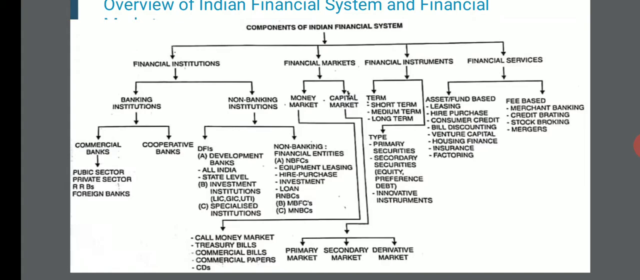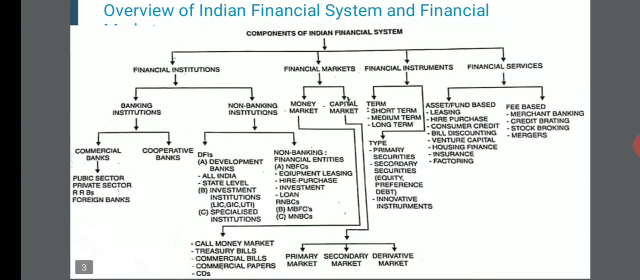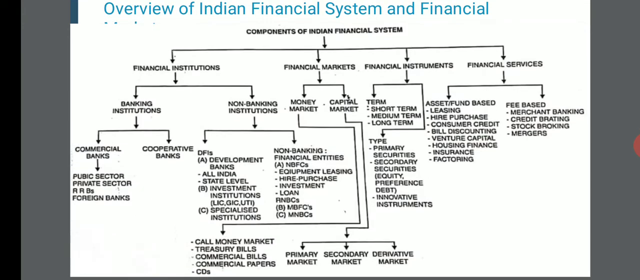Then capital market: we've got the primary market where your securities, your shares, are issued for the first time. Then we have the secondary market where they are traded, like in the secondary market comes the stock exchange. And then we have the derivative market, which is like the swap market, forward market, futures market. That is all derivative market. Now let us come to financial instruments.